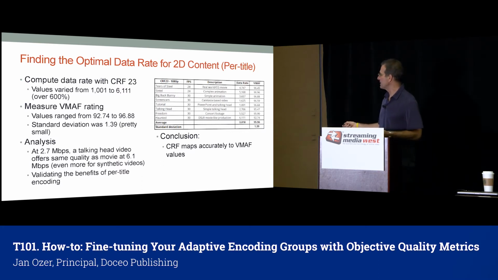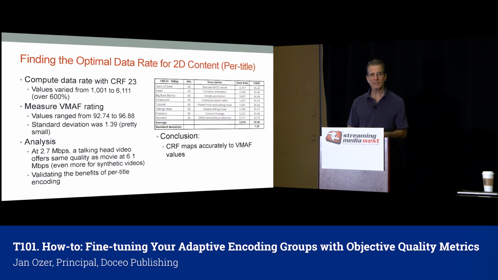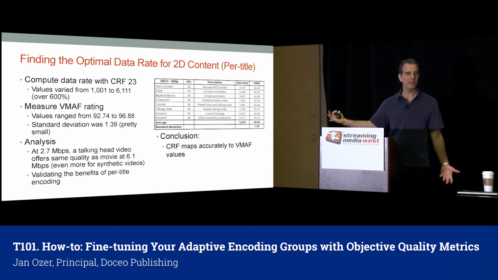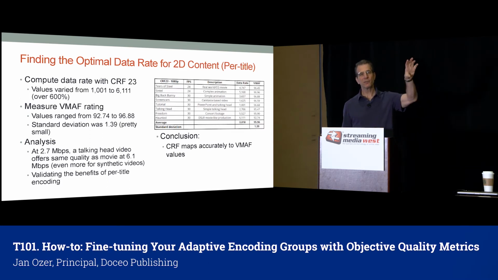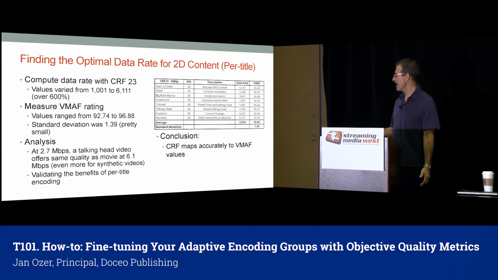And if we look at the VMAF scores, we see that they are all relatively similar. This is 92, this is 95. They're all in this same range, and the standard deviation is 1.39. What that tells you is that a CRF23 encode will produce a file that gives you a VMAF score of somewhere around 93, which is our target, because that's what we saw from the Rescale and Real Networks data. So if you use CRF23, you can predict the quality that will be acceptable to my viewers. What's an appropriate data rate for my 1080p highest quality file? If you use CRF23, you get that.